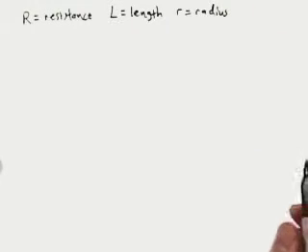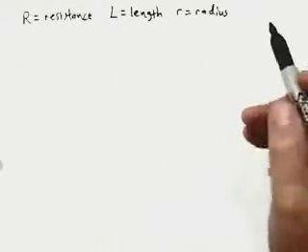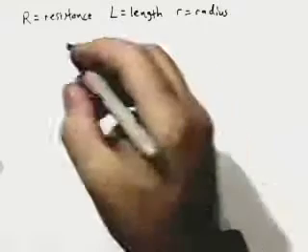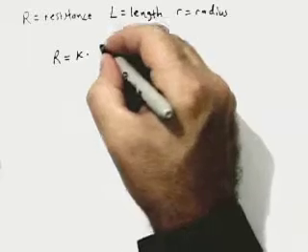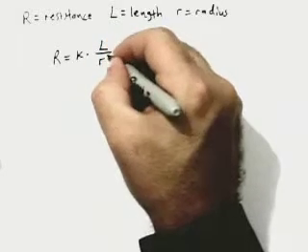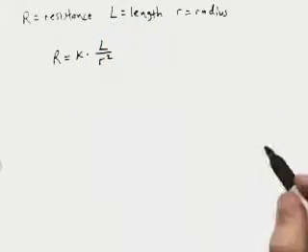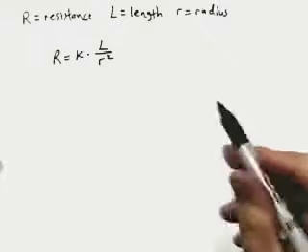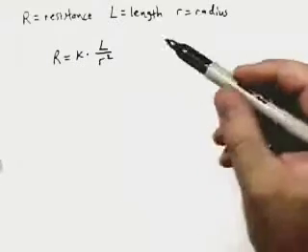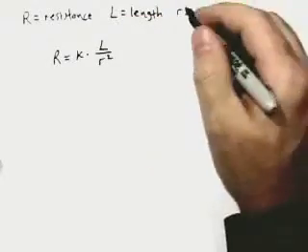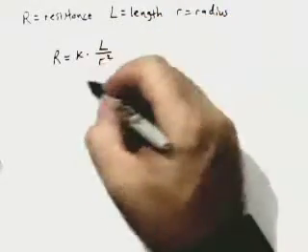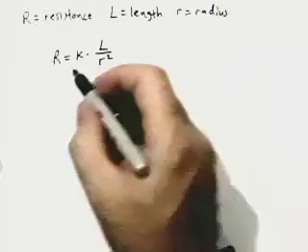Because the resistance varies directly with the length L and inversely with the square of the radius, we can write capital R is equal to K times capital L over little r squared, where K is our constant of proportionality. To find the value of K, we'll use our given values for capital R, L, and little r, and plug them into our equation and solve for K.